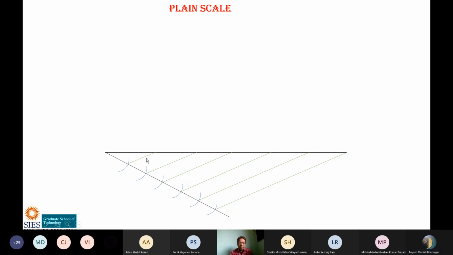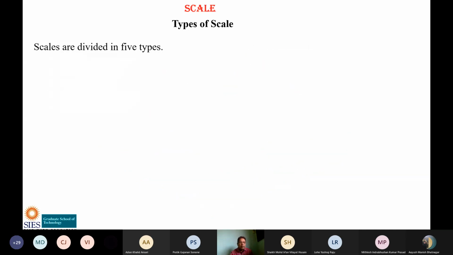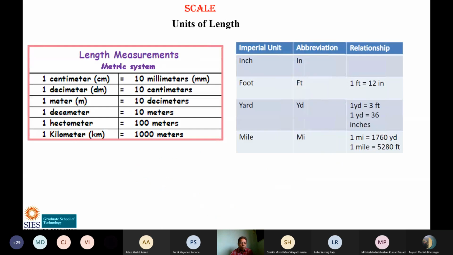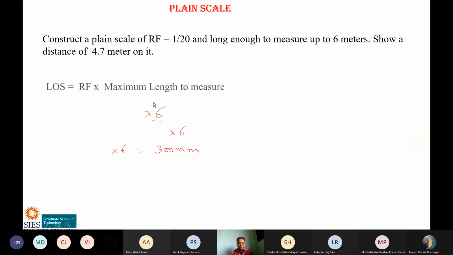Now I will name these points. See, I have started with 0, because this is to be divided into two units. One is meter, and the other is the subunit of meter. One meter is how many decimeters? 10 decimeters. If it is centimeter, then the subunit is millimeter. Similarly, for meter, the subunit is decimeter. So 10 decimeters is 1 meter.